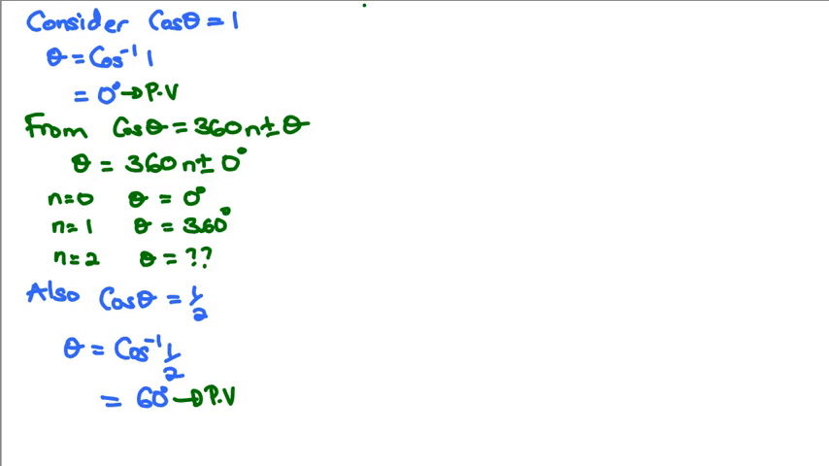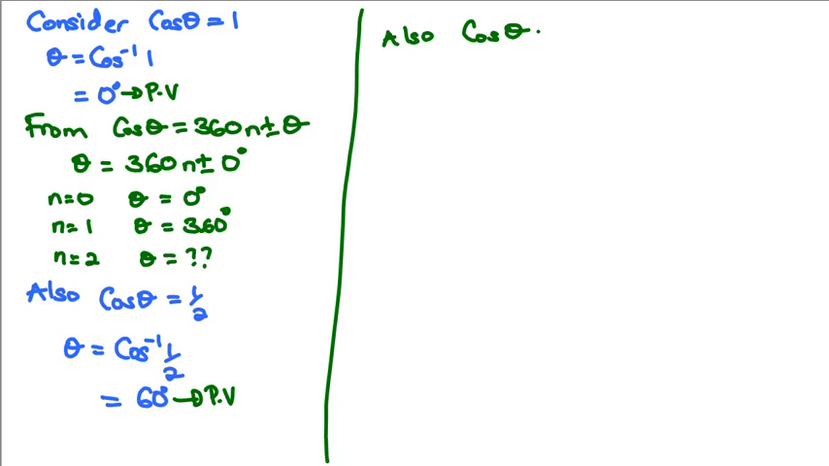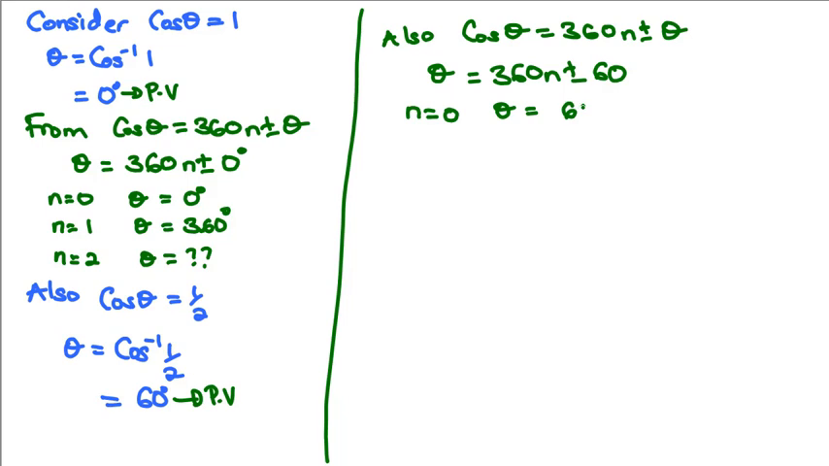When you get the arccos of a half, that is 60 degrees, and that's another principal value. So we still use the same formula, cos theta is equals to 360n plus or minus theta. And so when you put in for theta 60 degrees, when n is equal to 0, theta will be equal to 60 degrees. When n is equal to 1, theta will be equal to 300 degrees.